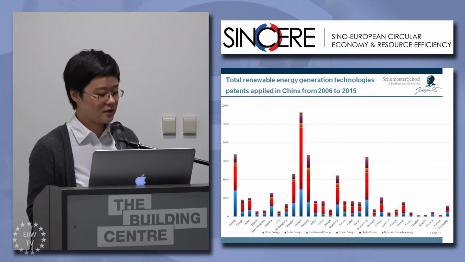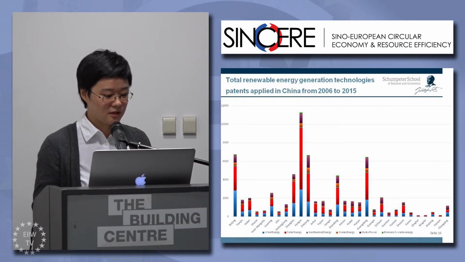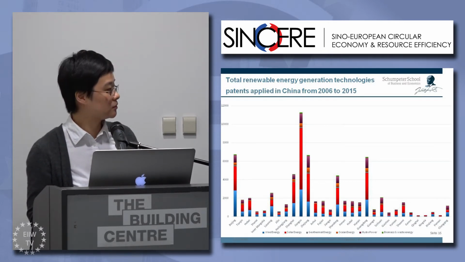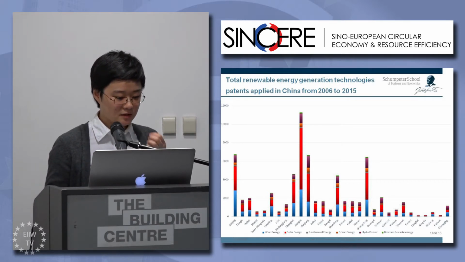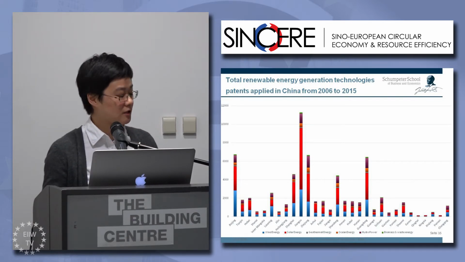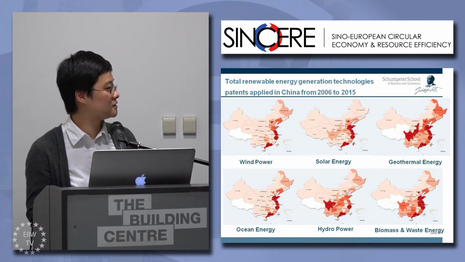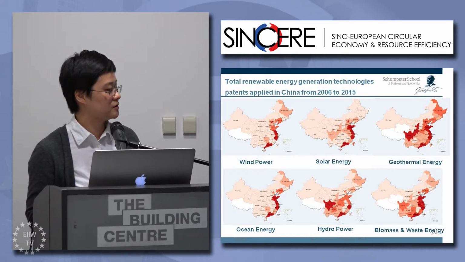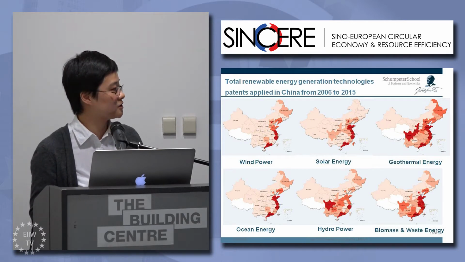And here is another graph showing the dynamics of all the regions in China for different sectors. Jiangsu province, Beijing, Guangdong province, and Zhejiang province ranked the top 4. Solar energy and wind energy played the most important role in all the regions. This is a map of all these statistics I just showed you, so you have a straightforward view of all the regions for different sectors of patent applications.